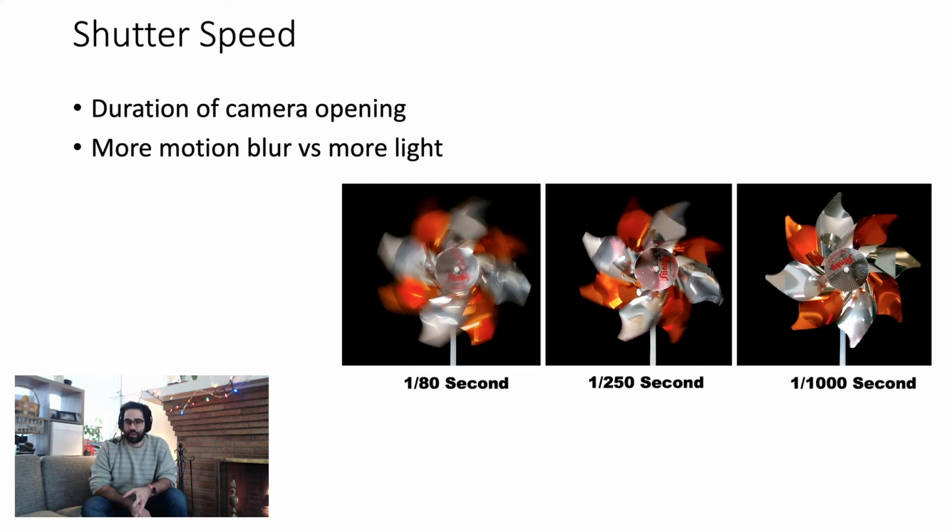Faster or shorter shutter speeds can give you a crisp, freeze frame image in scenes with motion, but that also means the camera is letting in less light, and you'd need to adjust other exposure components or get stronger lighting to compensate.